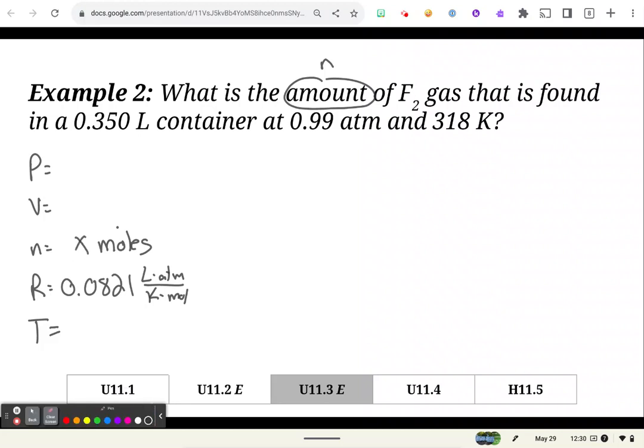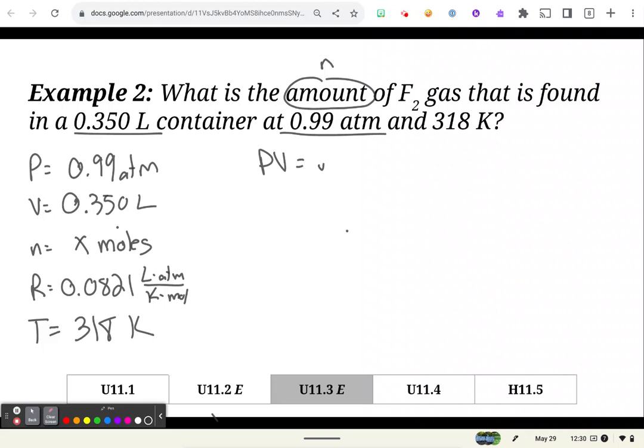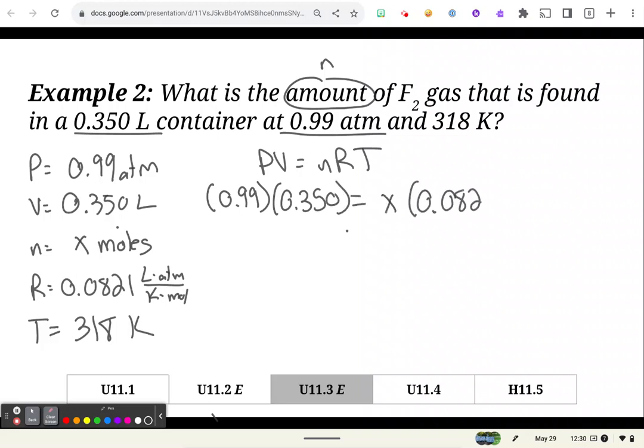All right. The first number I see is a volume, 0.350 liters. Then I have my pressure, 0.99 atmospheres. And then I have my temperature. All right, so again, I start with my PV equals nRT and just substitute values in. So I've got 0.99 times 0.350 equals X, which is my number of moles, times 0.0821 times 318.